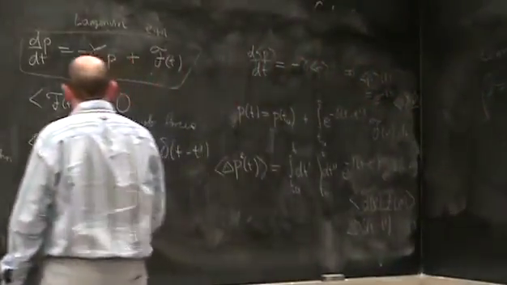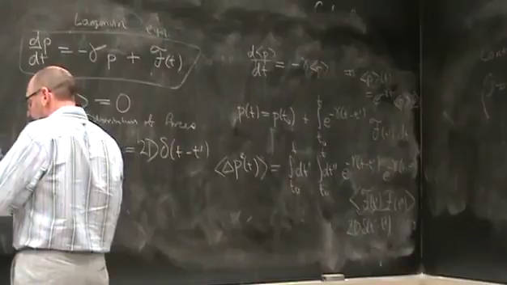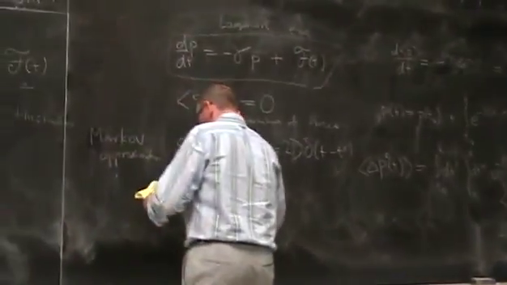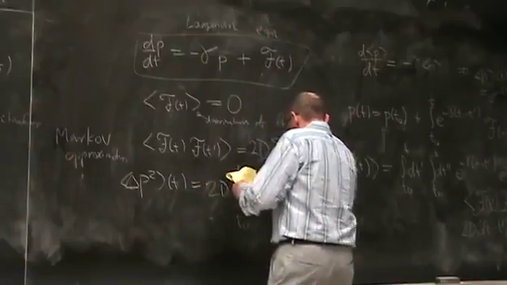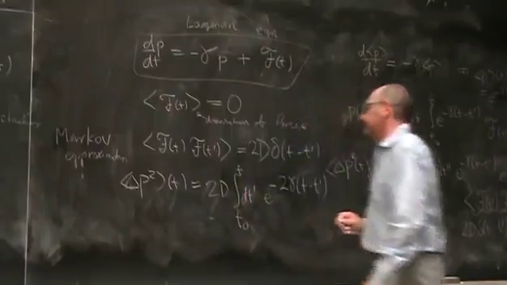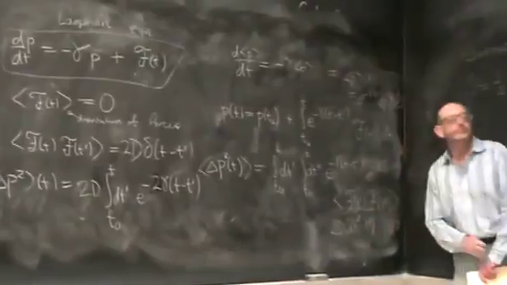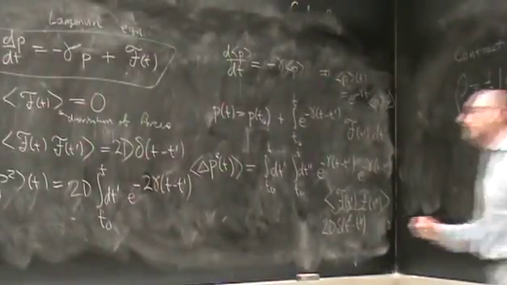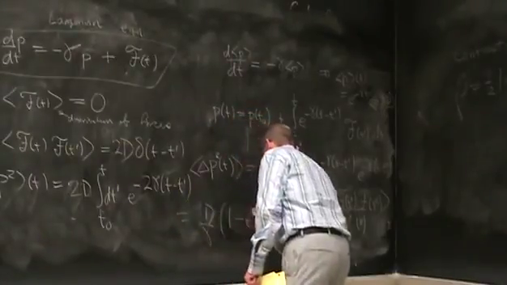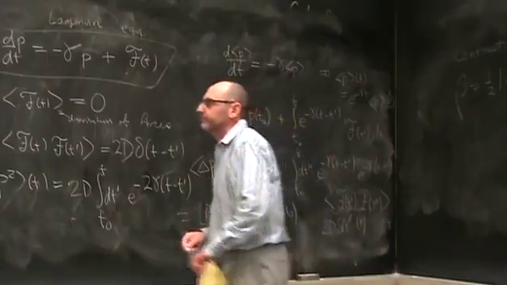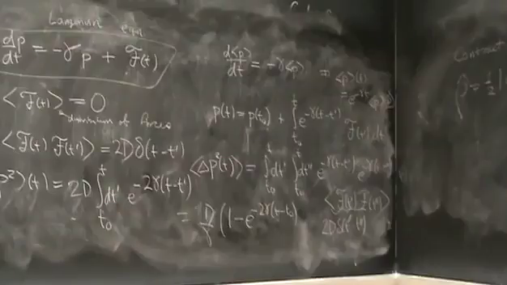And so what we find is that this solution, delta p squared as a function of time, is equal to 2D integral from t0 to t dt prime e to the minus 2 gamma (t minus t prime). So this solution is 2D over 2 gamma, times 1 minus e to the minus 2 gamma (t minus t0). So the solution to the Langevin equation is exactly the solution that we saw from the Fokker-Planck equation.